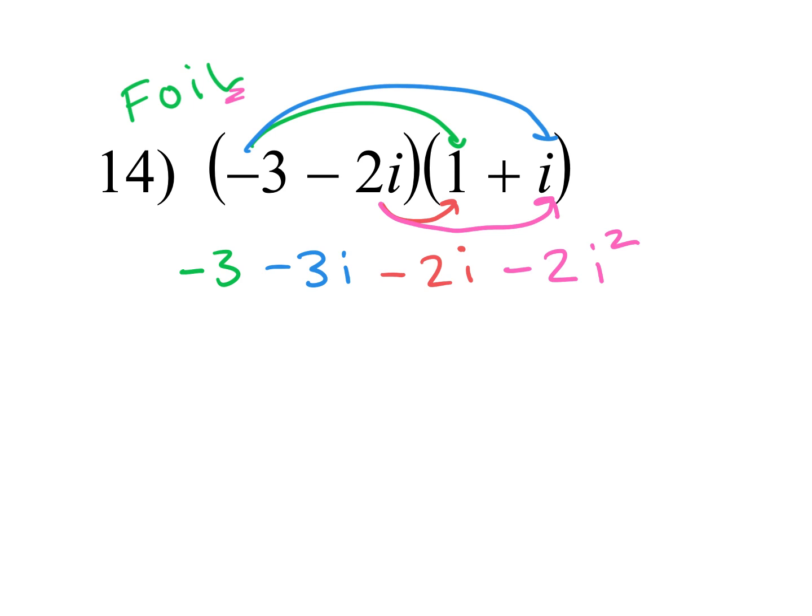And what does the i squared turn into? Negative 1. So what does the negative 2 turn into? Positive 2. So what are our real numbers? Negative 3 and 2, so it's negative 3 plus 2, negative 1. What are the imaginary numbers? Negative 3i minus 2i. Negative 5i. Awesome.